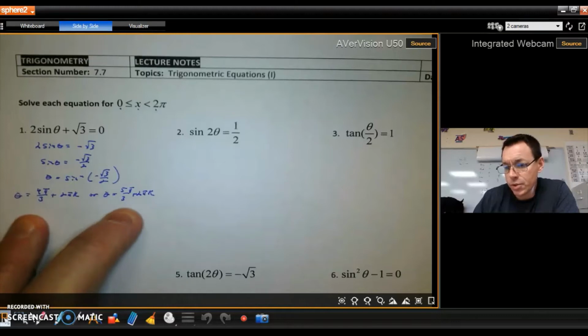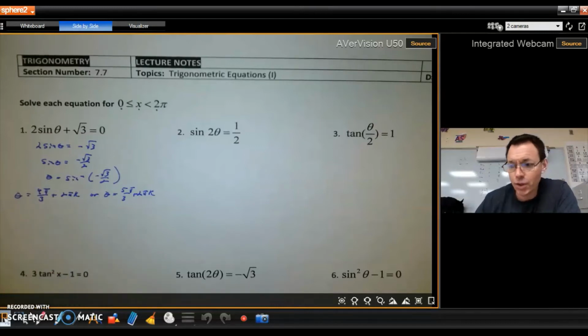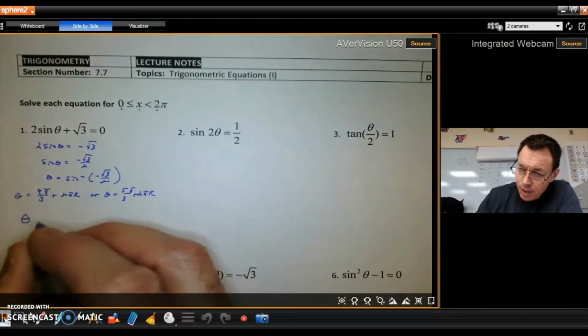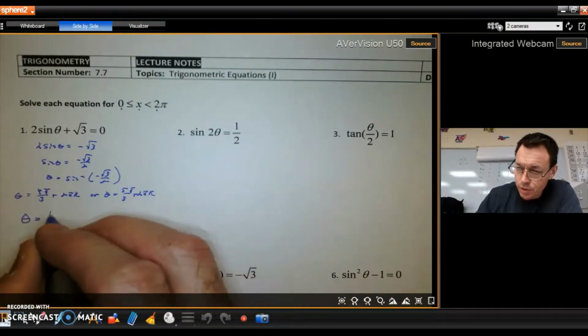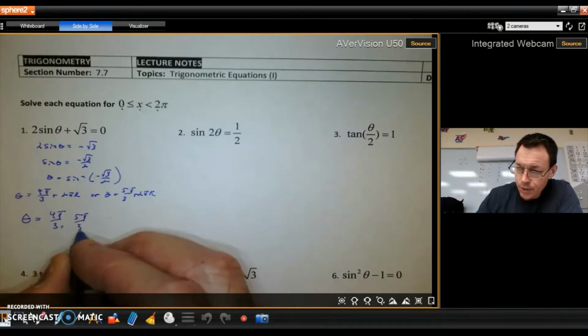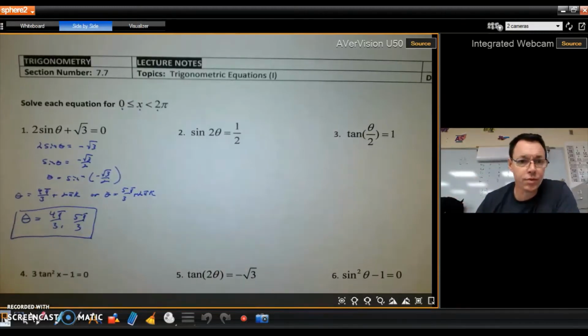So we've got two solutions, and what we did the other day was we took 2 pi and we added it to this. Well, if you have a positive angle and you add 2 pi to that positive angle, you're going to get a number that's bigger than 2 pi. So for this problem, we only have two solutions. 4 pi over 3 and 5 pi over 3 are the two solutions that are within one revolution. So that's it. That's your whole answer.